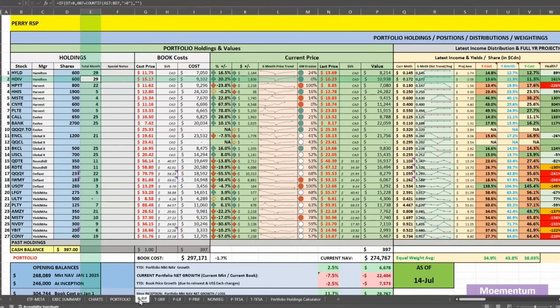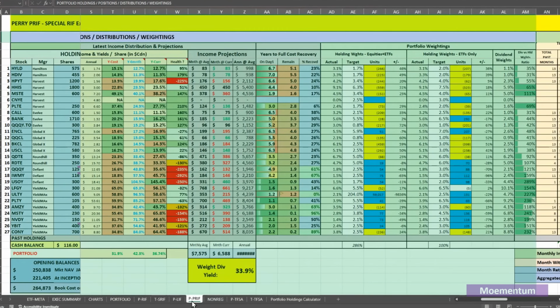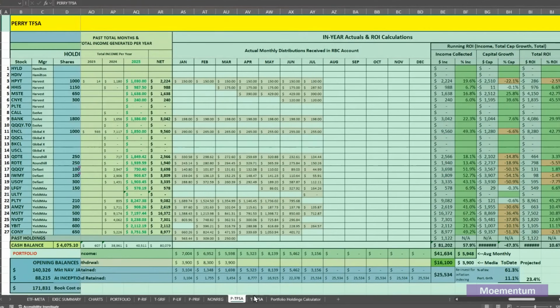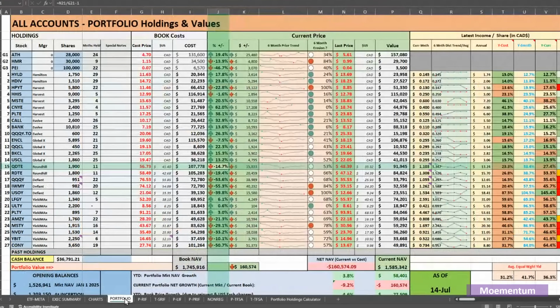So this is my RIF. This is my wife's RIF. This is my LIF. This is my PRIF. The only one that is very unusual is my non-registered, because all it holds is my stocks, so it doesn't look like any of the others. And then there's my 2 TFSAs, my TFSA and my wife's TFSA. Their job is to track the income, the performance and the movements of each of my accounts. My portfolio tab aggregates them all together and says, here's what all 7 of your accounts are doing together.